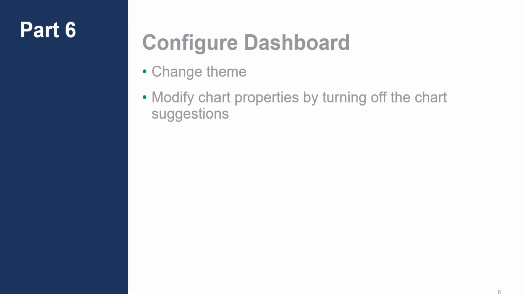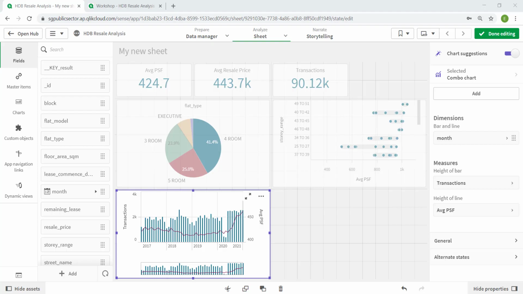In this video, I'll show you how to configure your dashboard by changing the theme and modify the chart properties by turning off the chart suggestions. Go back to your dashboard. By now, you should have completed your 3 KPI and 3 charts.